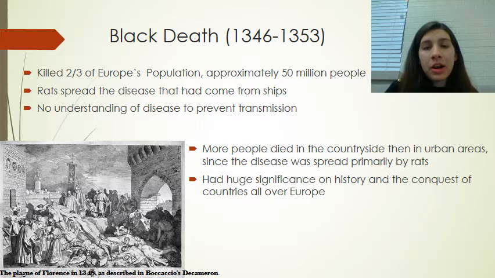If one family member got the disease, most likely the rest of the family got it. Strangely enough, more people got the disease in the countryside rather than in urban areas, since the disease was spread primarily by rats. It had huge significance on history and the consequences of countries all over Europe, since so many people died, leaving countries weak and able to be conquered by others. Also, the plague itself had some geographical conquest. It was able to have an outbreak even in Russia, where most military conquests completely fail.